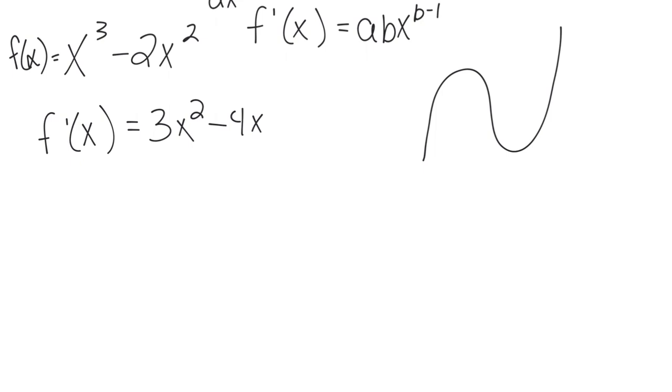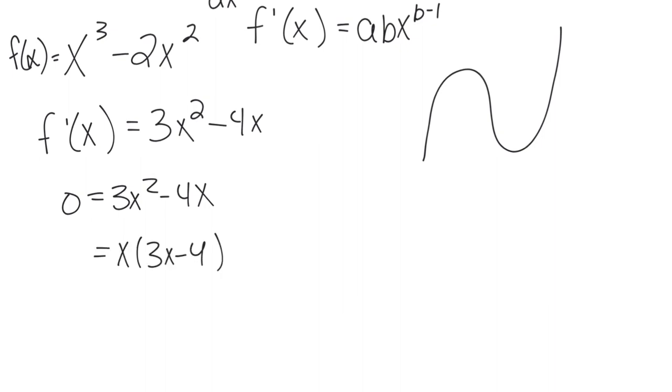Now, the first thing I'm interested in finding out is, what's the slope right here? 0. What's the slope right here? And this thing is all about slope, right? I want to find out where the slope is 0. So I'm going to say 0 equals 3x squared minus 4x. And then we're going to solve it? Yep. We're going to factor out an x, and we're going to get 3x minus 4. So x equals what?